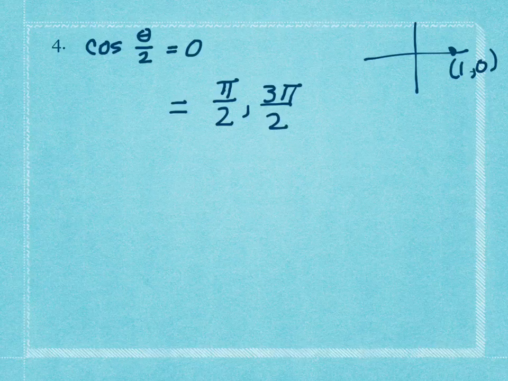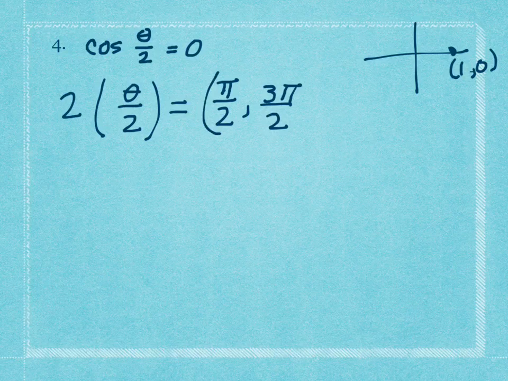And this isn't like my double angle or quadruple angle, or no, it was 3, wasn't it? It was 3 theta that I had last time. I needed more solutions because I was going to end up dividing by 3. Well, what am I going to end up doing here to find out what theta is? Multiplying by 2. So I don't need additional solutions. As a matter of fact, I'm going to end up with fewer solutions. So what is 2 times pi over 2? Pi. And what is 2 times 3 pi over 2?